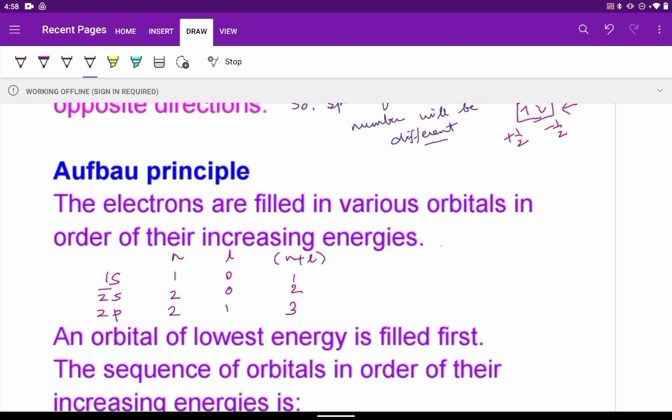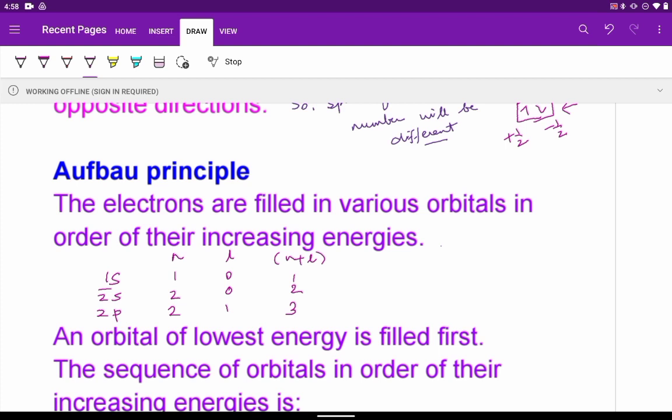For the 2s orbital, n value is 2 and it is s, so again 2s. For this n value is 2. What is l value? Whenever it is s, then l value will be 0. So n plus l is 2. So you see 2 greater than 1. So 2s filling has to be after 1s. That is, in order of increasing energy, 2s orbital will be having more energy than that of 1s.